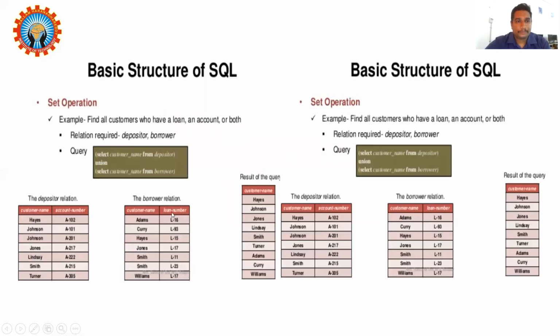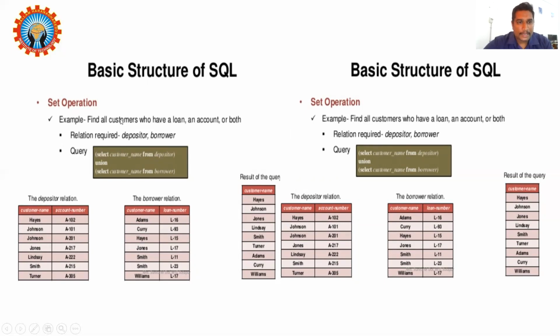Okay. See, we have a query: find all customers who have a loan, an account, or both. Okay. So we want loan, account, and both, a combination of these three. If you are saying a combination of all three, we use a set operator called union. Okay. See, select customer name from depositor. We have two relations, called the depositor relation and the borrower relation. The borrower relation consists of customer name and loan number. The depositor relation consists of customer name and account number.